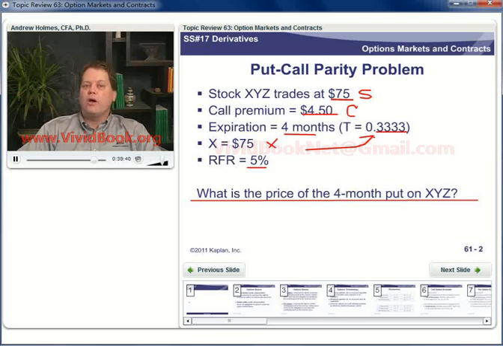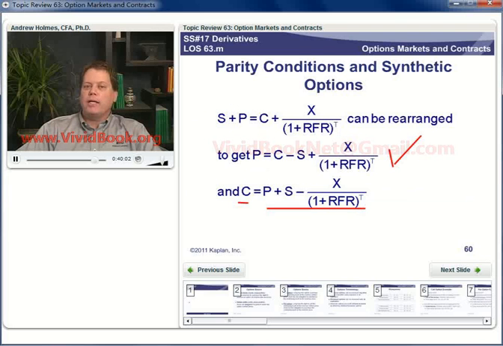So if we know these last three, we know the exercise price, we know the risk-free rate, we know the term to maturity, then we can find the discounted value of the exercise price, right? So we can just take 75 and divide it by 1 plus the rate, in order to come up with the discounted value. So what we want to know is, what is the value of the corresponding put? Well, if we go back a slide, we know that the put is equal to the call minus the value of the stock plus the discounted value of the exercise price.